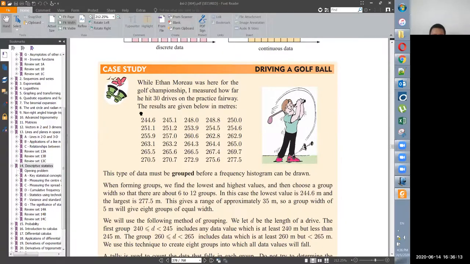By the way, this set of data is ranked from the lowest to the highest number. So the lowest is 244.6. The highest is 277.5. So it's ranked from the lowest to the highest. So this is one way of grouping your data and displaying it, instead of just displaying randomly.